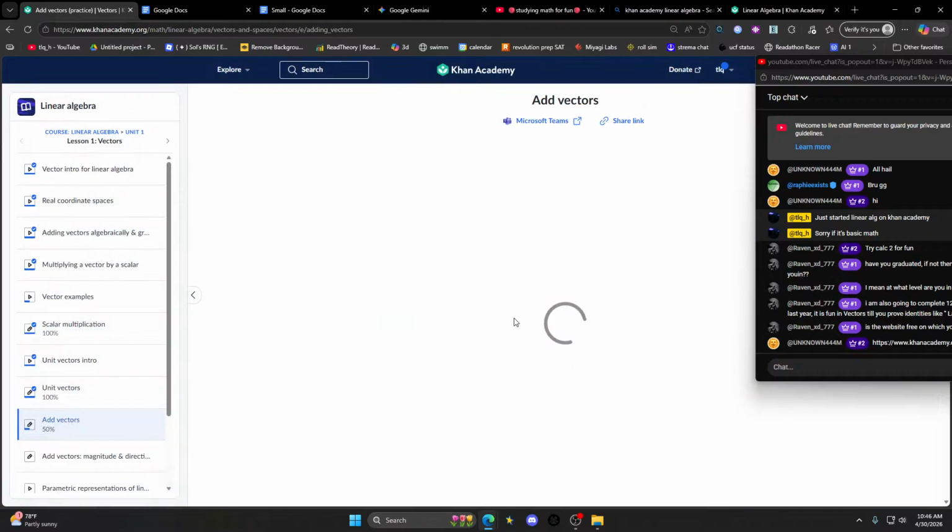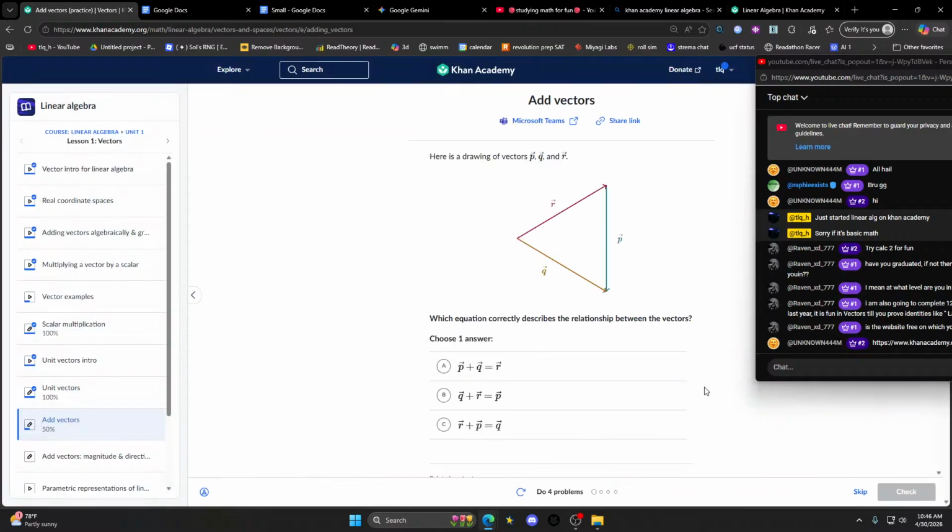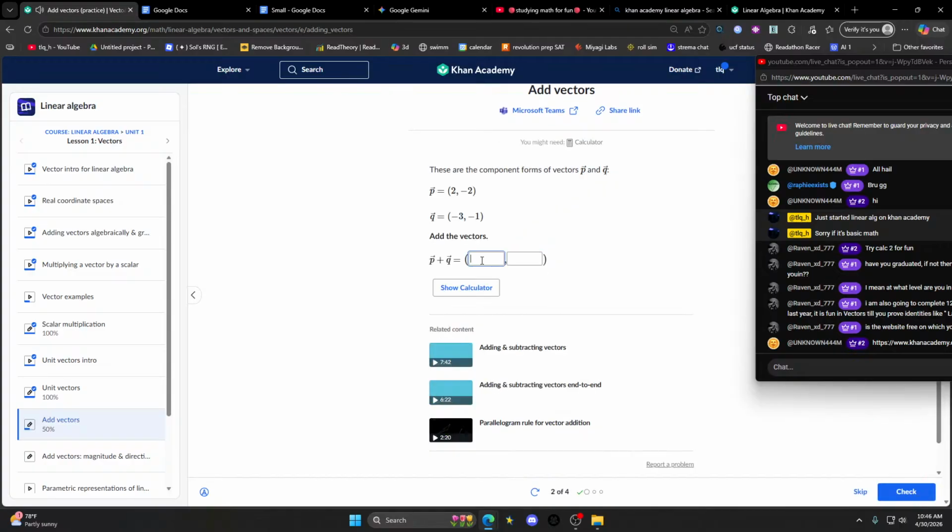Oh, okay, thank you. It's very helpful. Okay. Now I know how to solve this. So it would be R plus P equals Q. R plus P equals... I swear to God. Okay, thank you. Now I understand it.